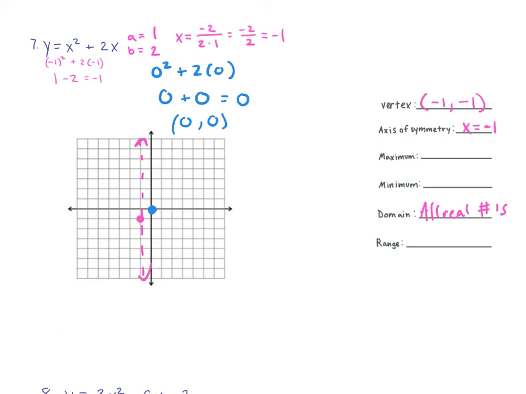Where's our third point? Same thing on the opposite side. Once we have our 3 points, we draw our parabola. Alright, so it opens up. Is our vertex at the maximum or minimum? The minimum. And what's our minimum value? Negative 1. And what's our range?